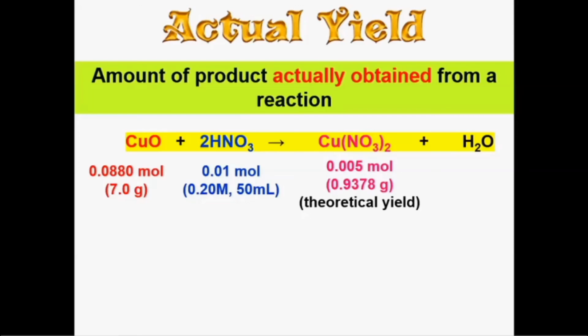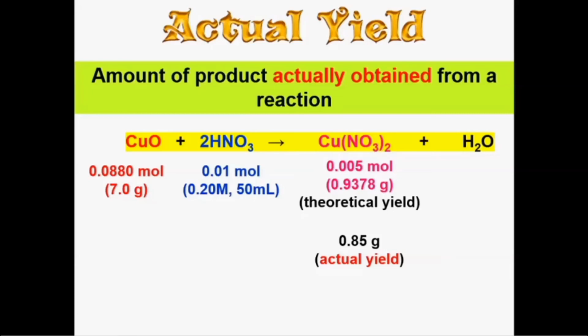However, in the actual reaction, we don't get this 0.9378 grams that we should get for the mass of copper nitrate. Instead, we only manage to get 0.85 grams. So this mass here is what we call the actual yield.